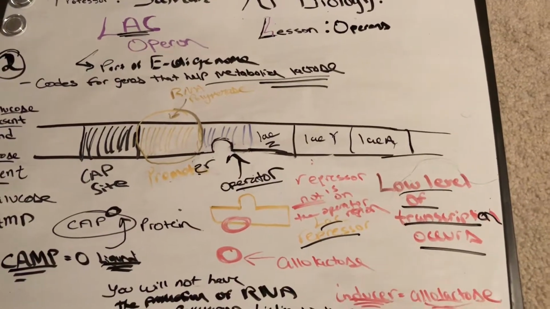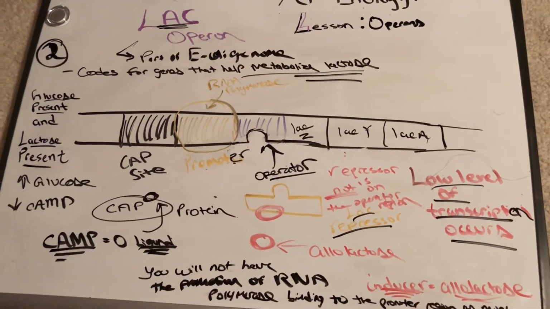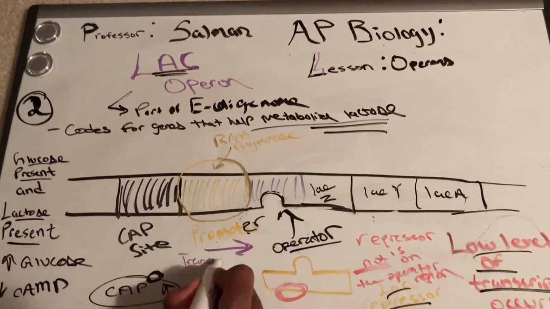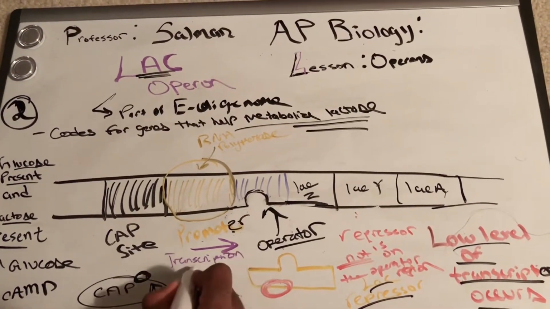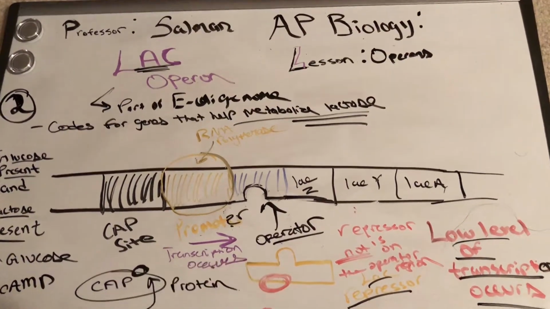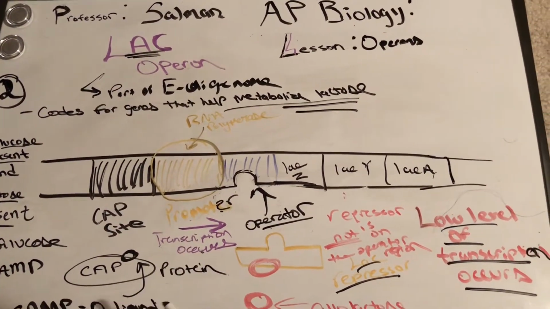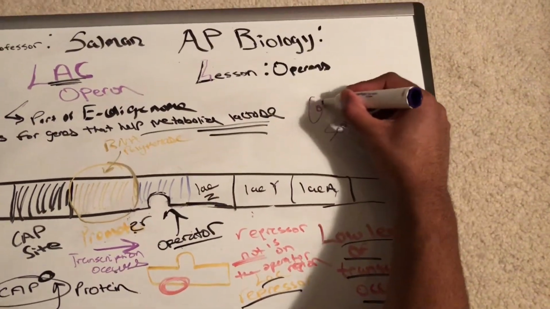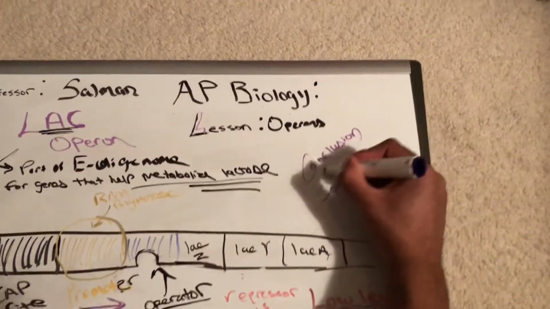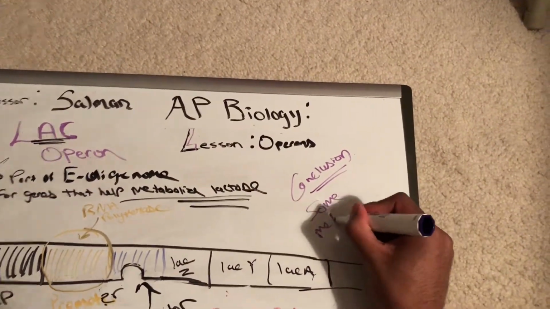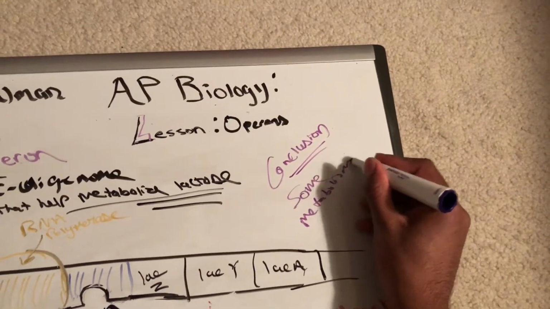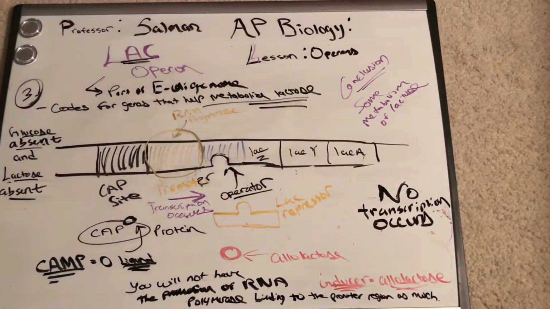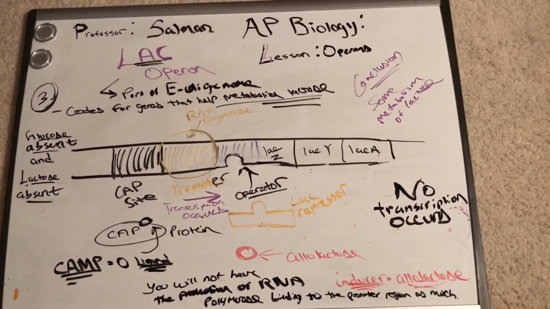And since it's not on the operator region, you're going to have transcription occurring, low levels of it. Transcription occurs, and you will have some metabolism of lactose. So the conclusion is some metabolism of lactose.